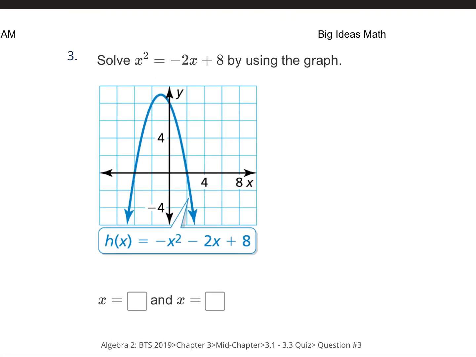All right, so then for number 3, what are our solutions for number 3? -4 and 2. Perfect.